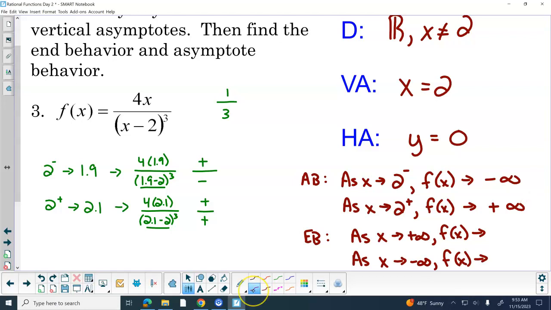Try a big number. I'm going to have 4 times 1,000. That's going to be positive. I'm going to have 1,000 minus 2, which is 998, and I'm going to cube that. Is that going to be positive or is that going to be negative? That's going to be positive. Positive divided by a positive is positive. So we're going to be approaching 0 from above.